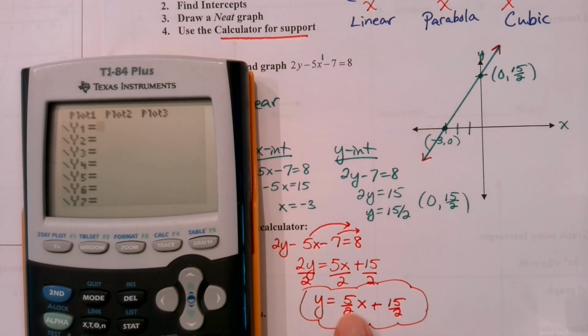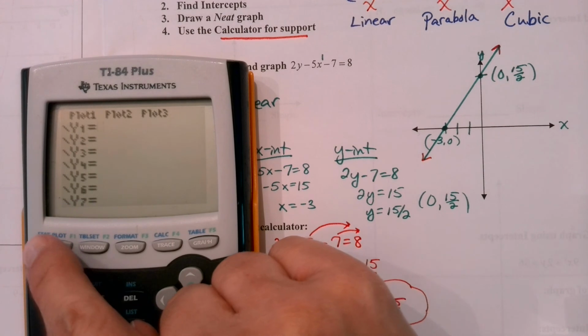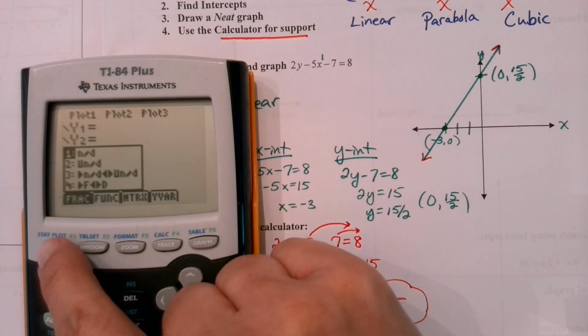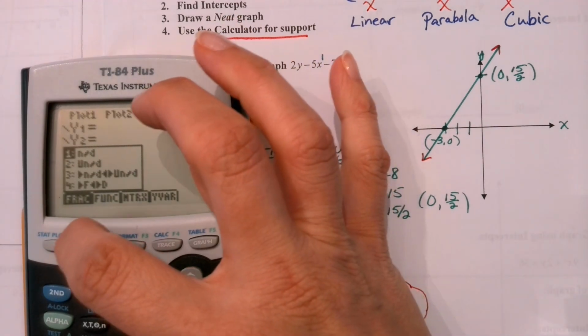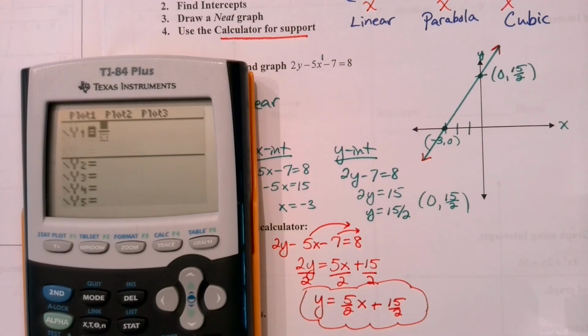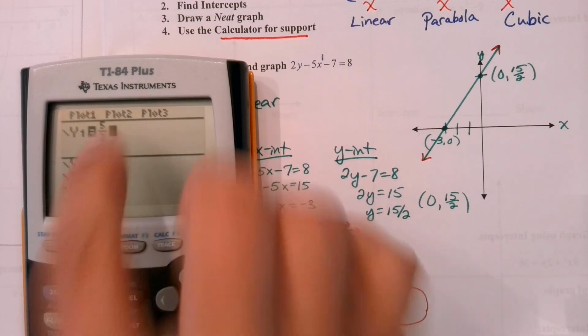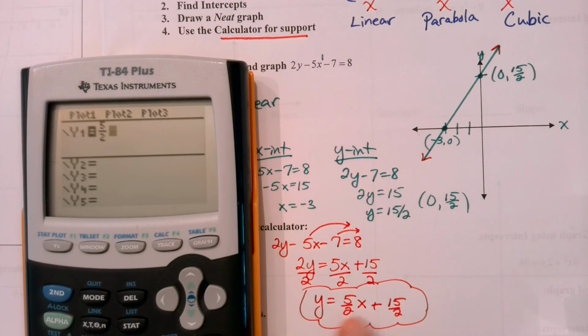The first one is 5 halves x. That's a fraction. To get the fraction command, I'm going to hit alpha y equals, and I'm going to pick number 1. Alpha y equals, which is technically f1, that function right there, and that's fraction. 5 in the top, I go down, 2 in the denominator. Now x is not in the denominator, so you have to make sure you move over, get off to the side, and type your variable.